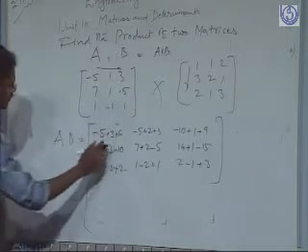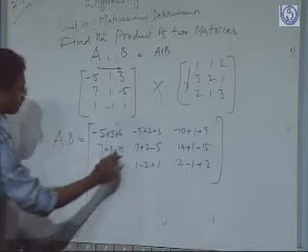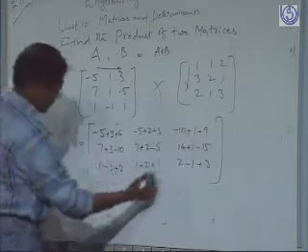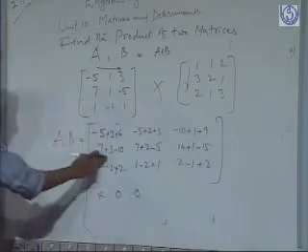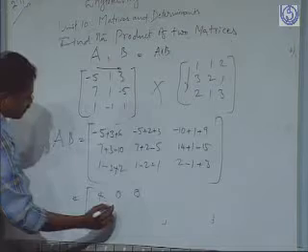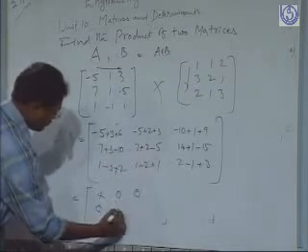So how much is it? It is 9 minus 5, that is 4. Here also it is 0, here it is 0, here also it is coming 0. Here, how much is it coming? 7 minus 2, so 4.